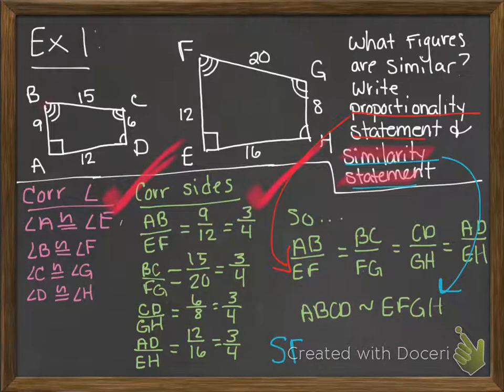We have something that's called a scale factor, and your scale factor is going to be that 3/4. It's your ratios simplified. That just ends up being your scale factor, and that's what that SF stands for.